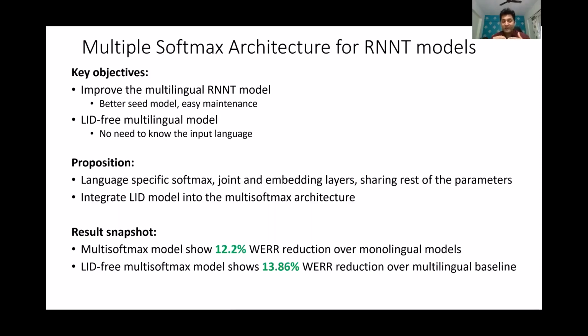So we propose to have a language-specific softmax, joint and embedding layers, sharing the rest of the parameters. That's our proposed model. We'll show that with our proposed model, we are able to integrate the LID model into the multi-softmax architecture. And what we achieve is a 12.2% word error rate reduction over the monolingual models. And the LID-free multi-softmax model also achieves a 13.86% reduction over the multilingual baselines on 4 Indic languages: English, Hindi, Tamil, and Gujarati.